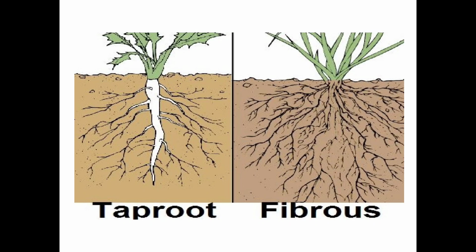Next, fibrous root. In this system, a cluster of roots arises at the same time. यहाँ पे कोई प्राइमरी या सेकेंडरी रूट्स नहीं होता है. Examples of that are grass and maize.